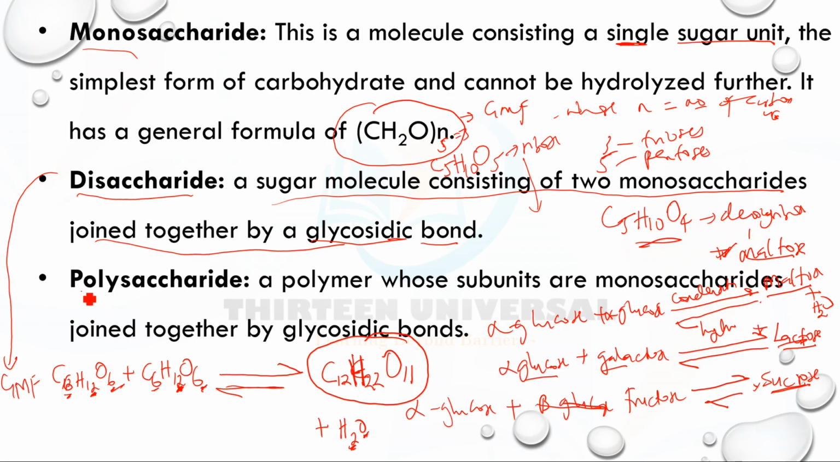Now, if we're dealing with polysaccharides, the word poly means many, many sugar units. So a polysaccharide is one whose subunits are monosaccharides joined together by glycosidic bonds. So there are many sugar units in polysaccharides, right? For example, starch is a polysaccharide. Glycogen is a polysaccharide. We have cellulose. These are all polysaccharides. So polysaccharides are made up of many sugar units, many hexoses, right?